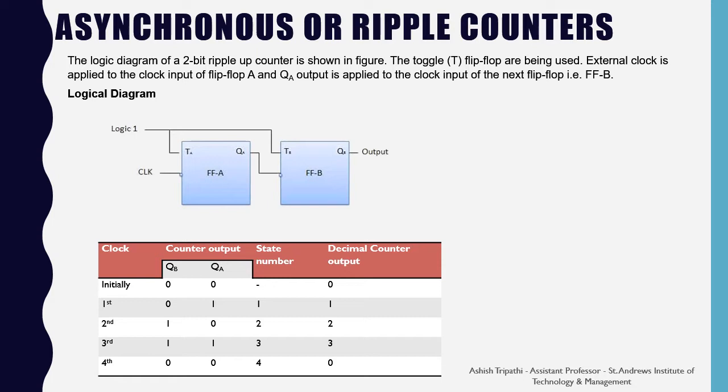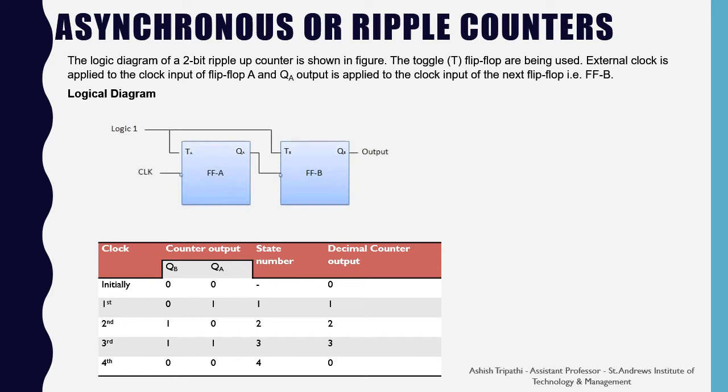Below that you will see the state table. Initially, when the clock is not applied, the state of QB QA is 0 0. That means you are getting a decimal counter output as 0. When you apply the first clock signal, then QA, that is flip-flop A, will give the 1 output, but the clock of QB is not being set up, so QB is at 0. Hence you are getting output 0 1, which is the binary equivalent of 1.